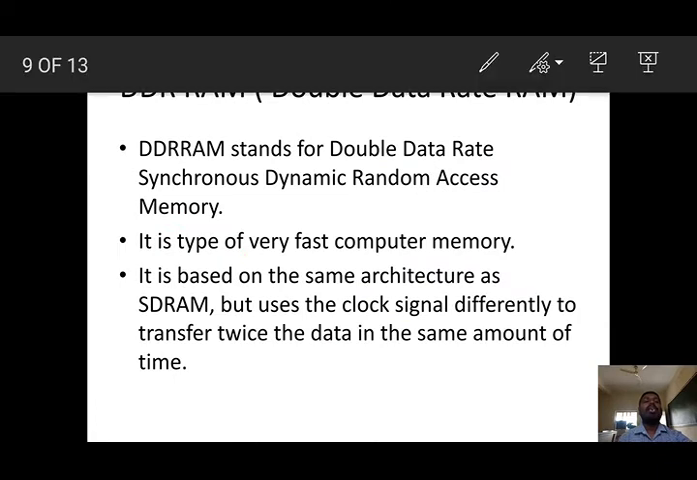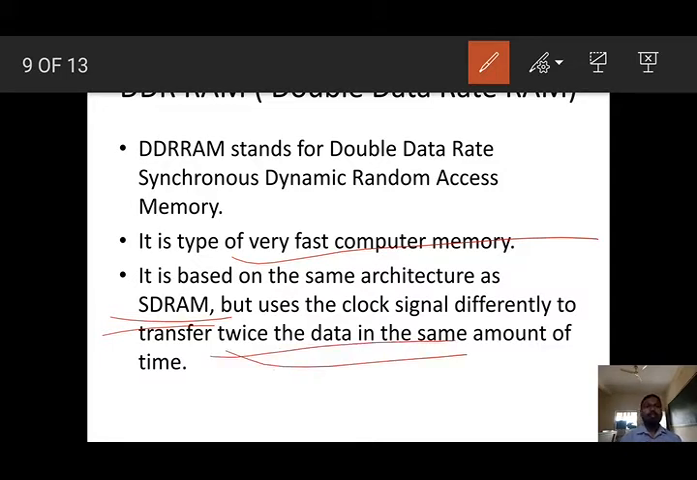Understand? Next, DDR RAM, which stands for double data rate random access memory, or we can say double data rate synchronous dynamic random access memory. It is a type of very fast computer memory. It is based on the same architecture as SDRAM. Understand? So static and dynamic RAM. The same architecture they are using in the DDR RAM, but it uses the clock signal differently to transfer twice the data in the same amount of time.